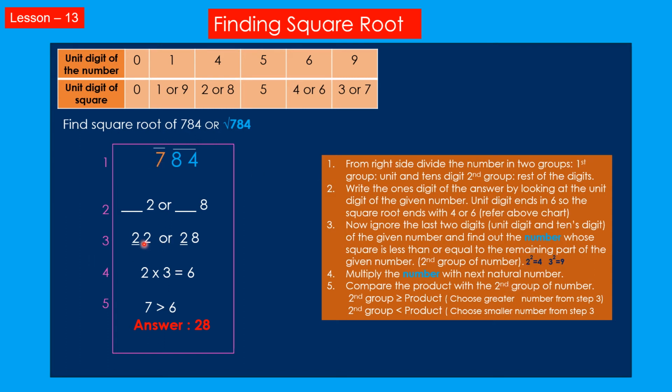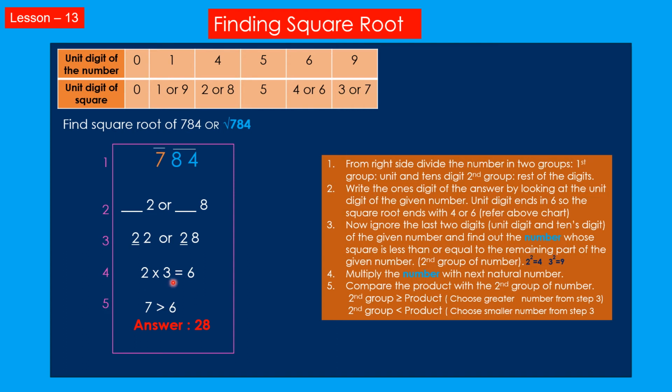So now you have 22 or 28. Now you have to decide whether 22 is your answer or 28. So you have to pick one number out of it. So what you do at step 4 is multiply the number 2 with the next natural number, that is 3. 2 times 3 is 6. So at step 4, you multiply the number with the next natural number and you get the product 6.